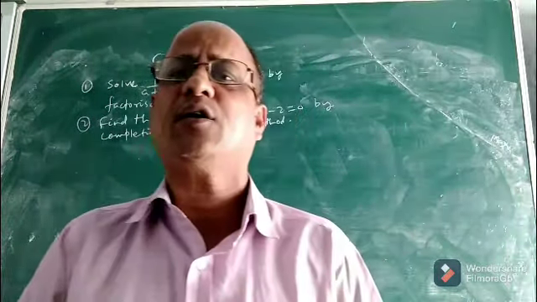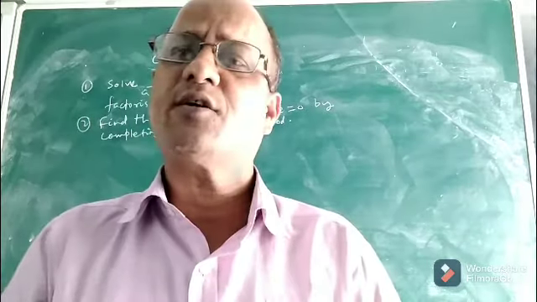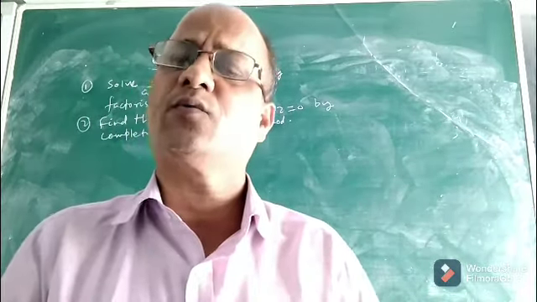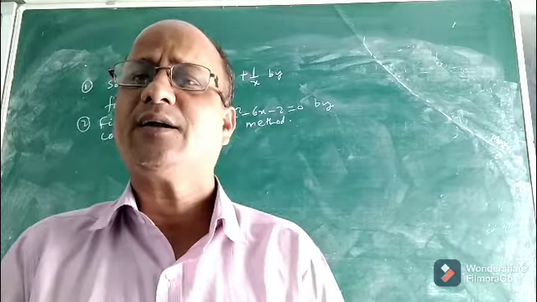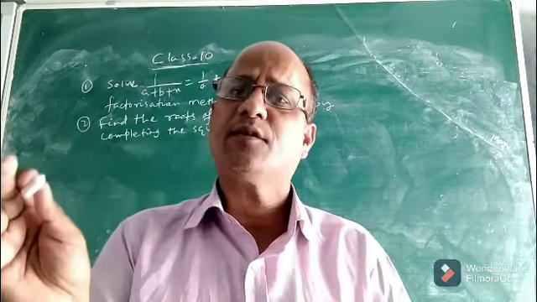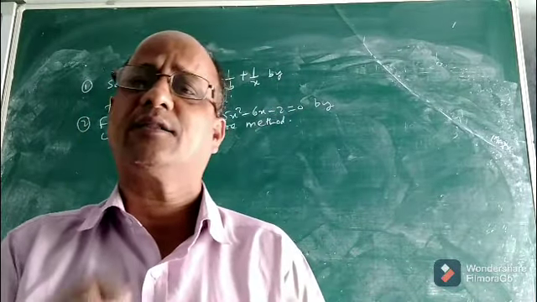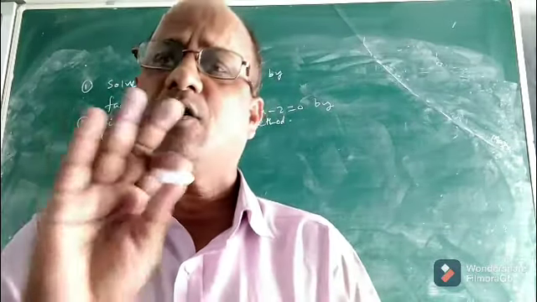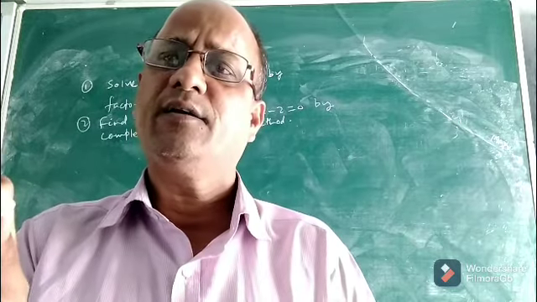There are 3 methods to solve any quadratic equation, which is of the form ax square plus bx plus c equal to 0. And the 3 methods are what? The first one is factorization method, second is method of completion of square or by completing the square method, and the third is using quadratic formula. All the 3 methods I have discussed in detail.